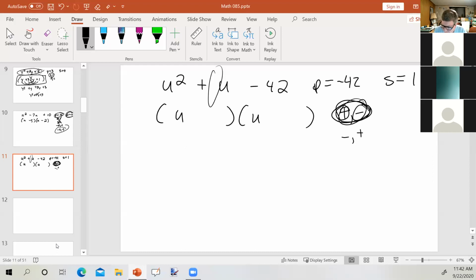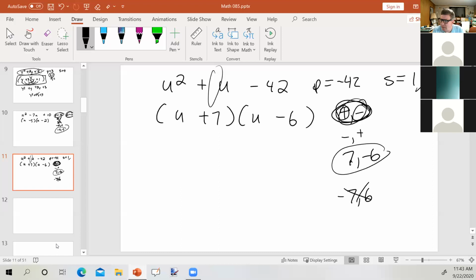by 1. Let's see, what times what is 42? 6 times 7. Oh, so if I had a positive 7 and a negative 6, that would give me a product of negative 42 and a sum of positive 1. If I used negative 7 and 6, I'd get the same product, but my sum would be a negative 1, so that wouldn't work. So plus 7 and minus 6. Any questions on that?